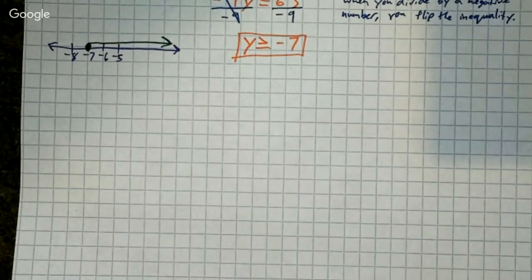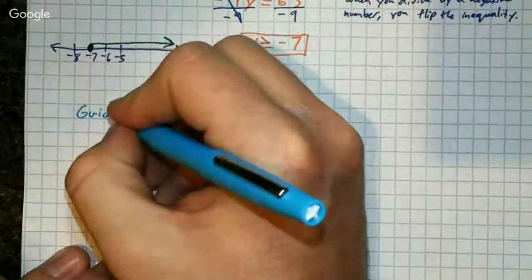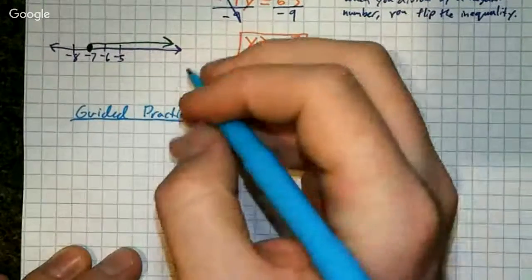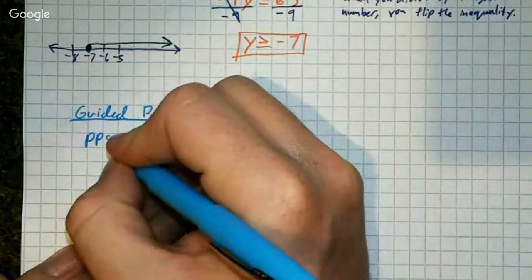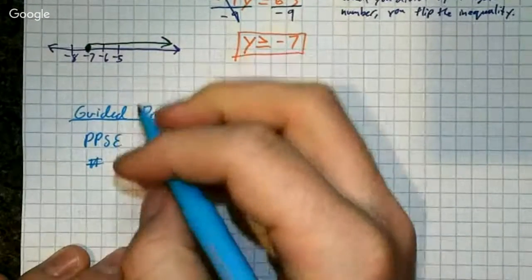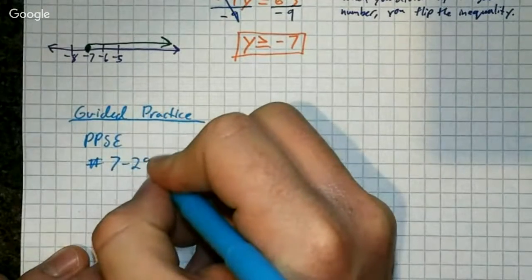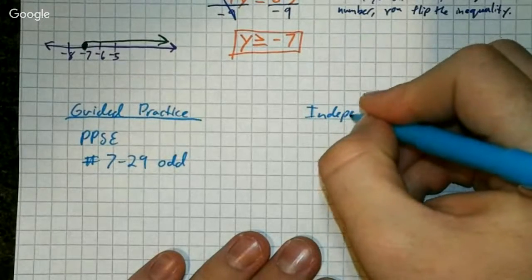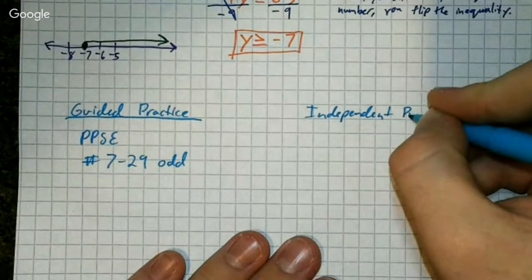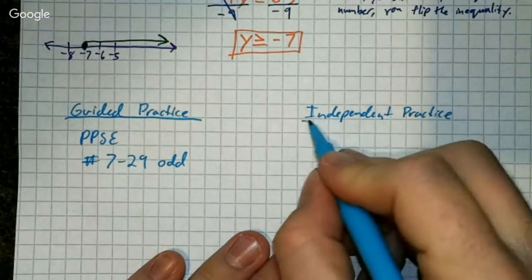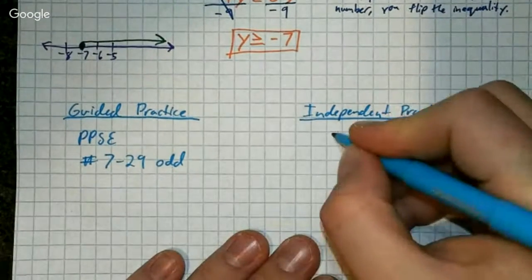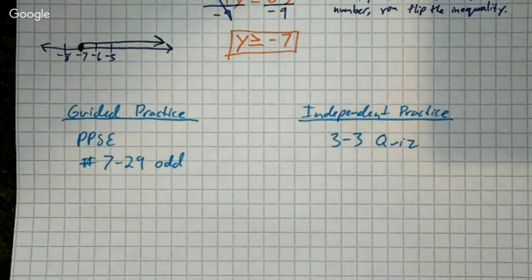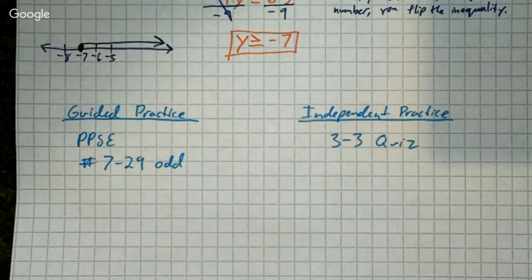Okay, our guided practice is going to be our PPSE numbers 7 through 29 odd. And then our independent practice is going to be our 3-3 quiz, which is assigned on your Pearson page. And that's everything for the lesson today. Good luck and go Buffs.